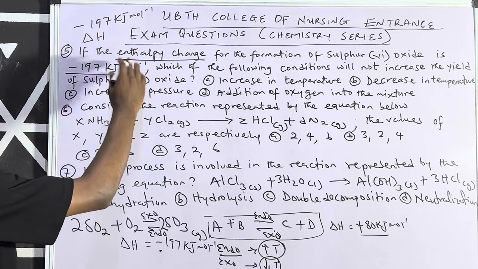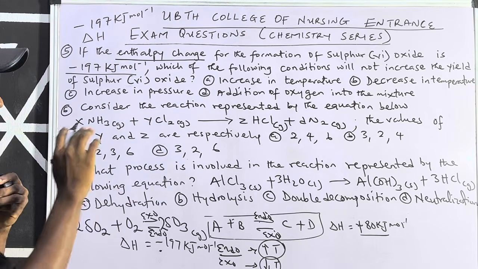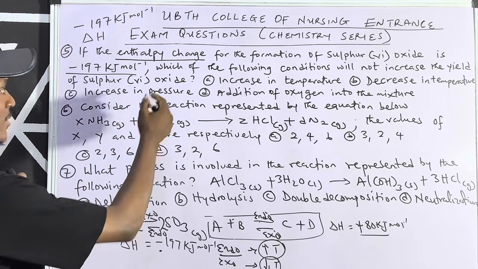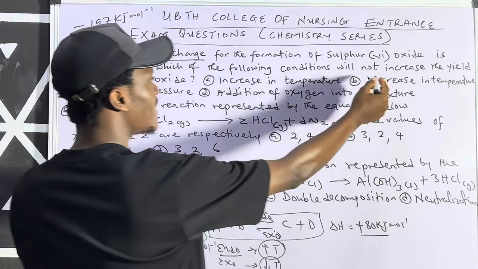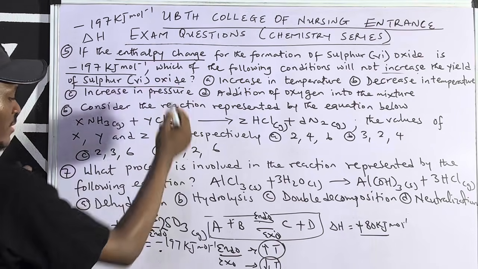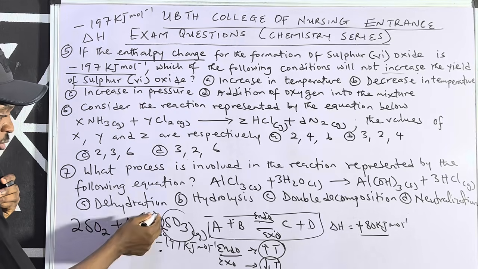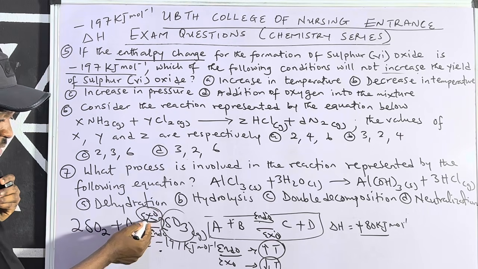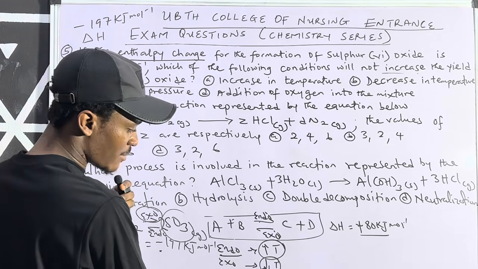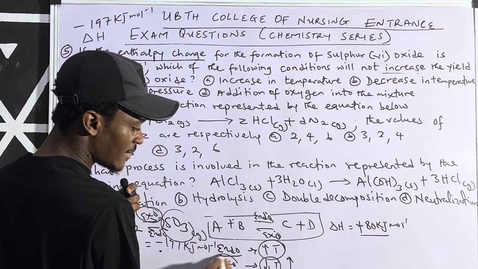Since they mention of enthalpy change, you should just pay attention to the options that are carrying temperature. Then they said which of the following conditions will not increase, meaning will not favor the formation of sulfur 6 oxide. Since we are having sulfur 6 oxide here, what they are asking us is the one that would not favor the exothermic reaction. And what would not favor exothermic? Will it be decrease in temperature? No. So it's when you now increase temperature that it would now dislike it.